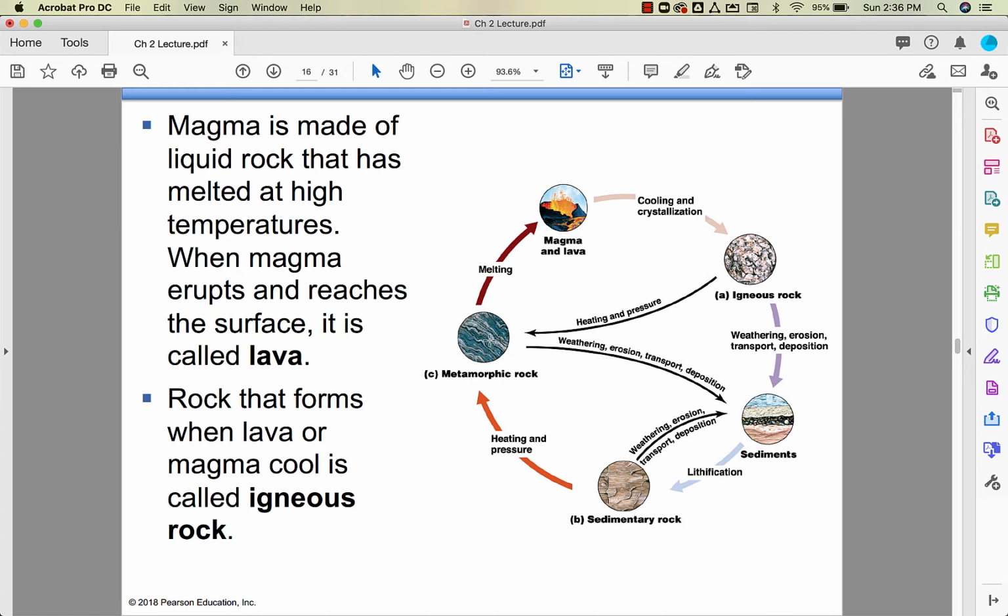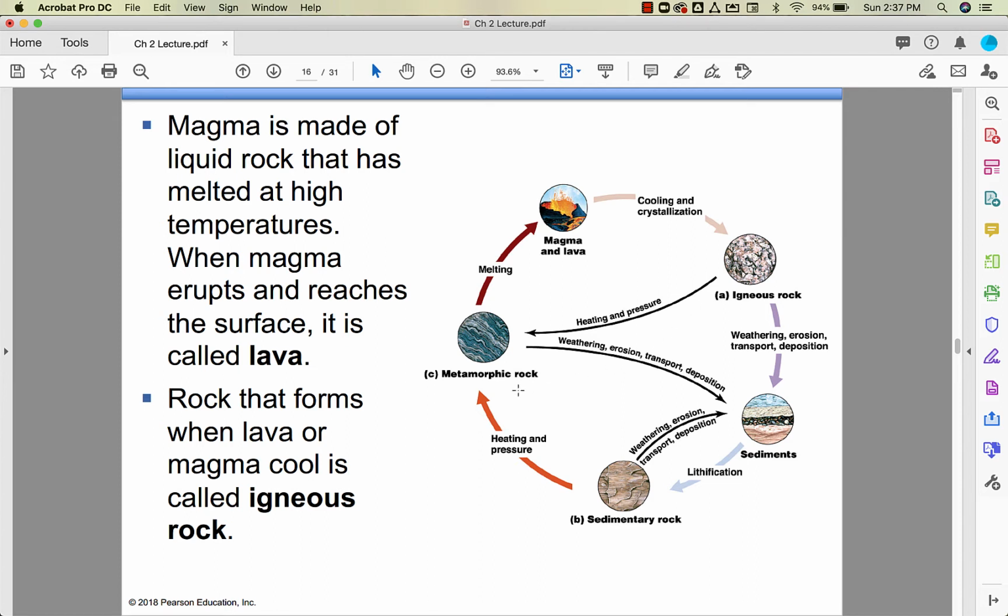So you can melt a metamorphic rock. There should be an arrow going from metamorphic rock. Well, it is here. You can melt metamorphic rock and get magma or lava as well. But igneous rock comes from liquid rock, magma or lava.